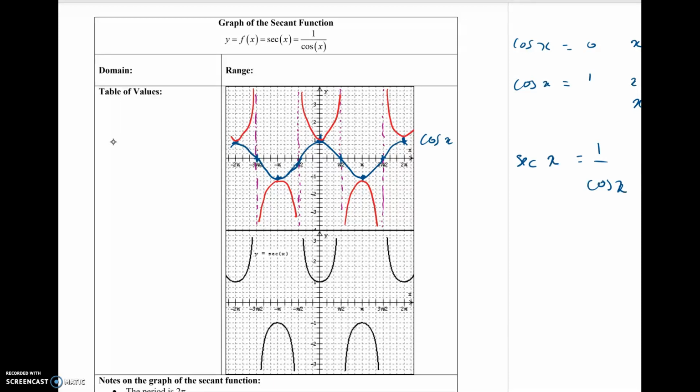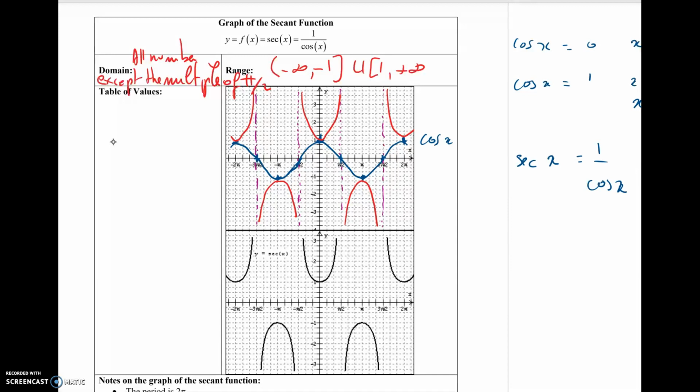Now, if you take a look at the domain, it will be all real numbers except the odd multiples of pi over 2. On the other hand, the range is from minus infinity to -1, bracket, union 1 to plus infinity. Okay?